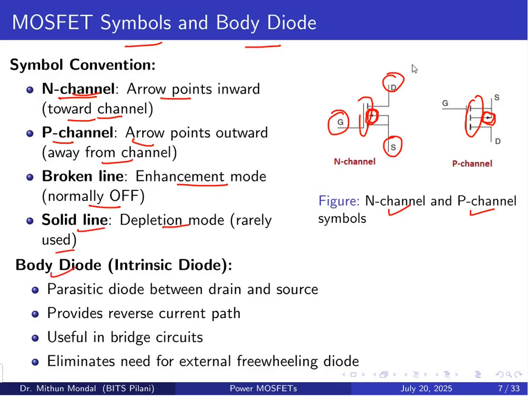The body diode, which is basically the intrinsic diode, is the parasitic diode between the drain and the source. It provides the reverse current path and is useful in the bridge circuit, which will eliminate the need for an external freewheeling diode. We have discussed the freewheeling diode in our earlier lectures, where the presence of inductor and why the freewheeling diode is required to pass the current. You can see those lectures. So this is the intrinsic diode that you have.